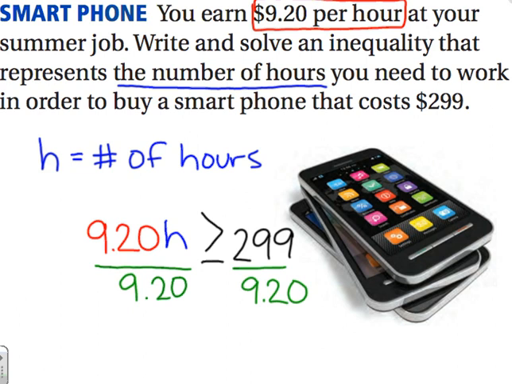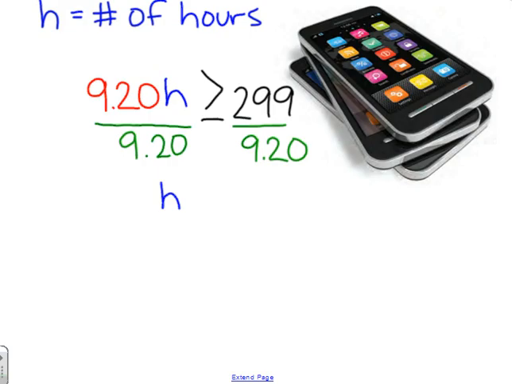So on the left-hand side, we would just get H, and then we need to do division. So here's what that would look like. 299 would go inside the division box, and I can just make this 9 and 2/10. That's the same as 9.20.